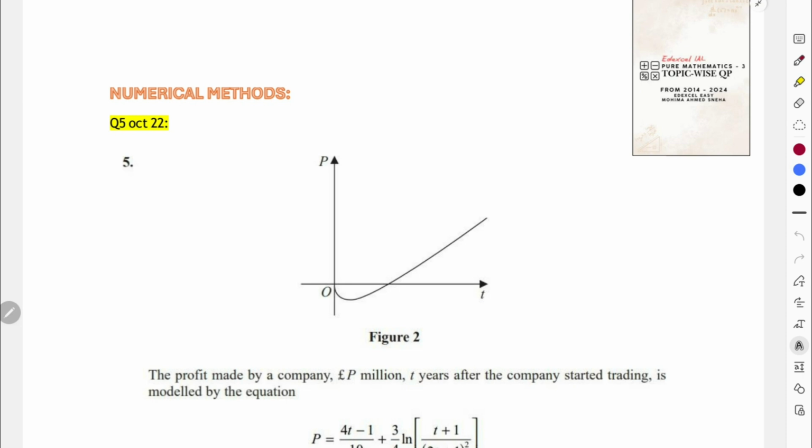Assalamu alaikum everyone. Today in this video we're going to solve all the problems from numerical methods P3, starting from October 23 to the recent paper.